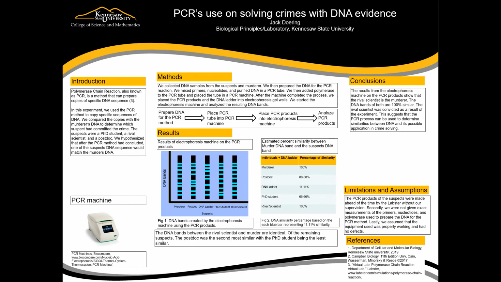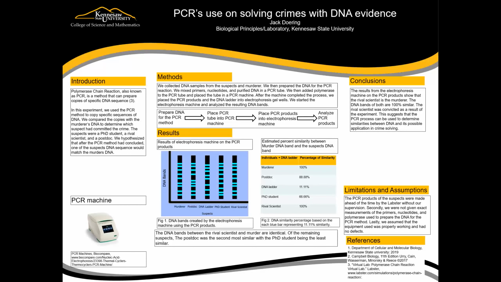For this experiment, we mixed the purified DNA samples with nucleotides, primers, and polymerase. Then we placed the mixture into the PCR machine. After the PCR process was completed, we placed the products into an electrophoresis machine. Lastly, we analyzed the DNA bands shown by the electrophoresis machine for similarities.